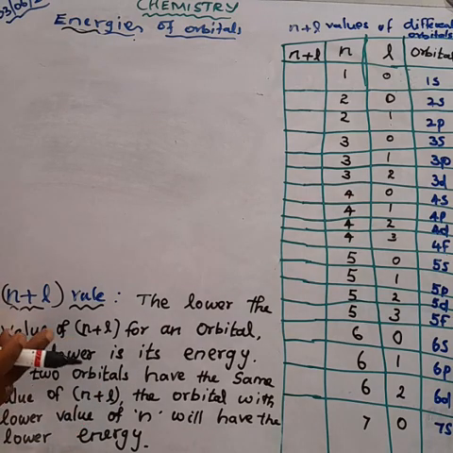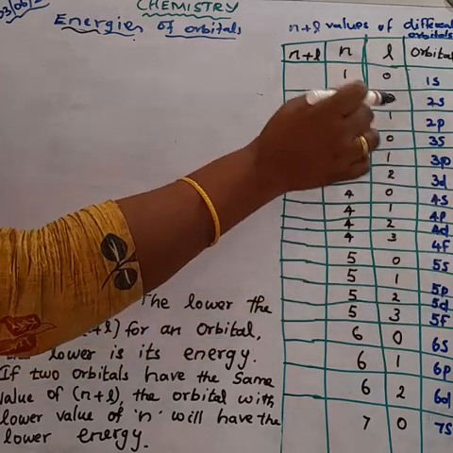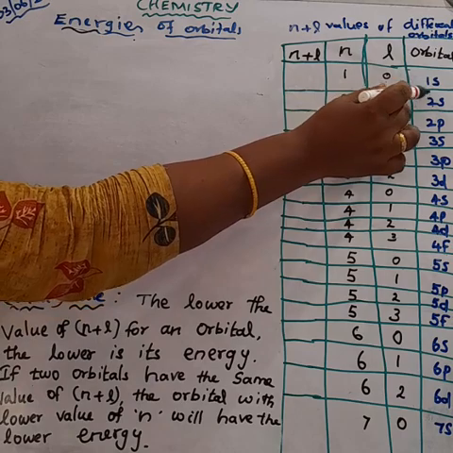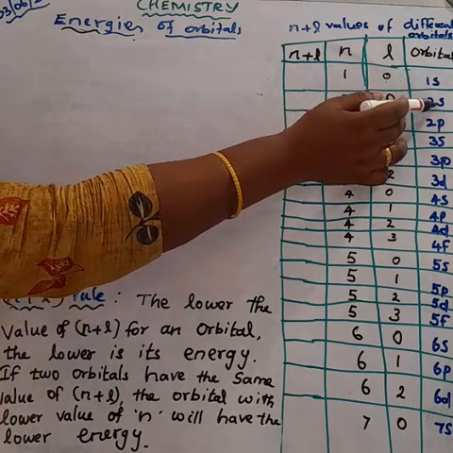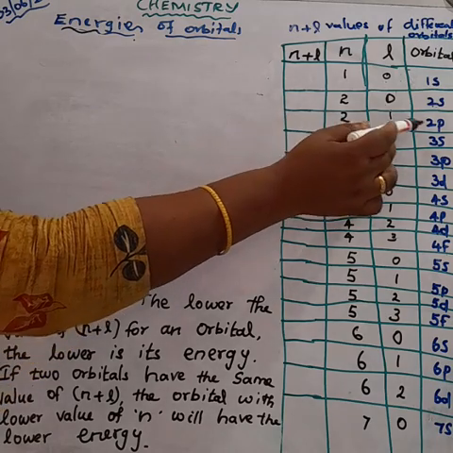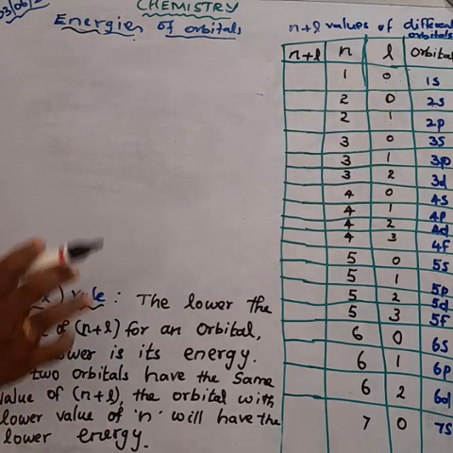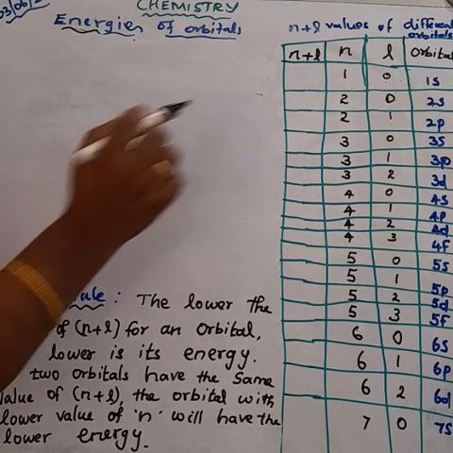This is the subshell notation. n is equal to 1, L value 0 means the 1s orbital. n is equal to 2, L is equal to 0 means 2s. n is equal to 2, L is equal to 1 means the 2p orbital. We already studied that clearly. Here, what do you mean by n plus L? n plus L means the n value added to the L value.